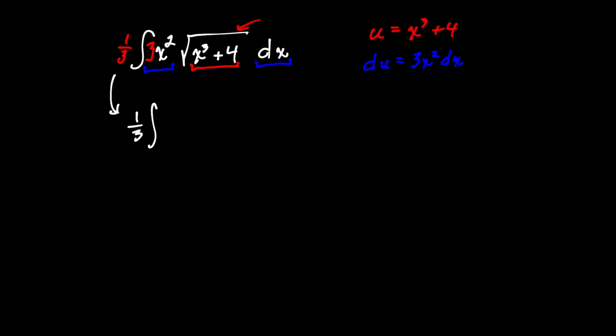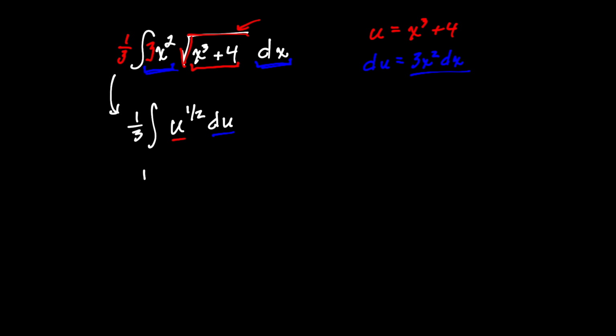antiderivative of, I'm going to write it as u to the 1/2 du. So again, this is my u to the 1/2, that's the square root symbol, du. So the du is 3x squared dx, so it matches up with our substitutions. So now we can just go and take the antiderivative.